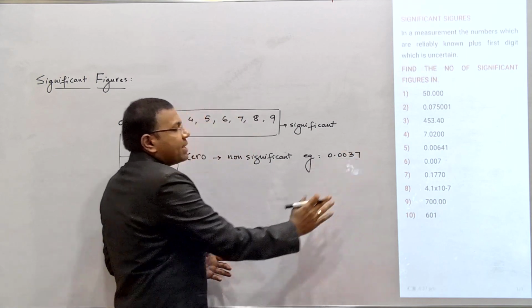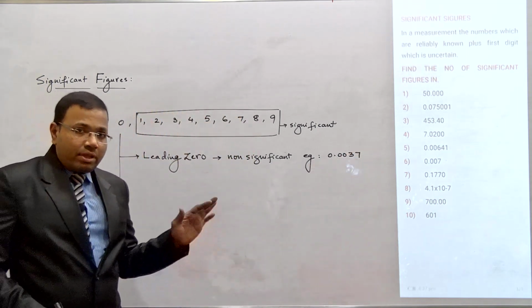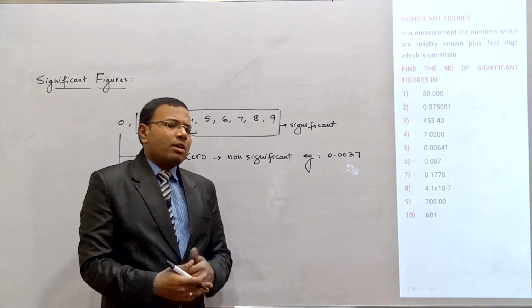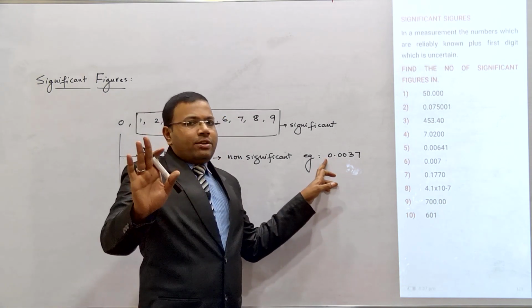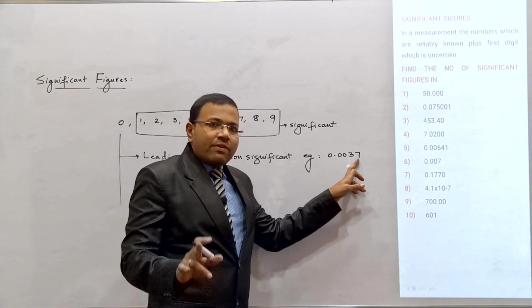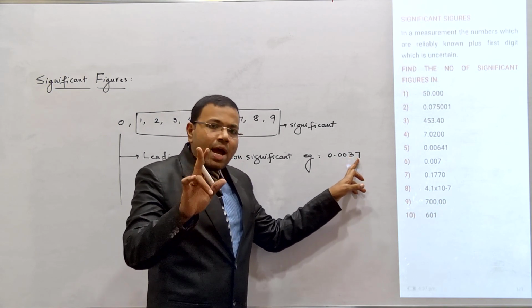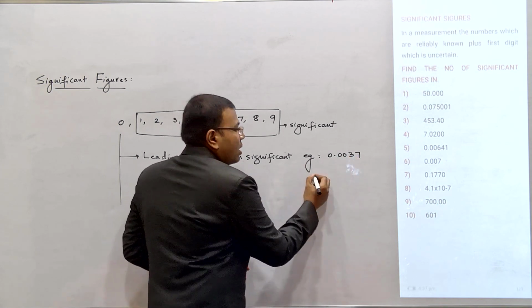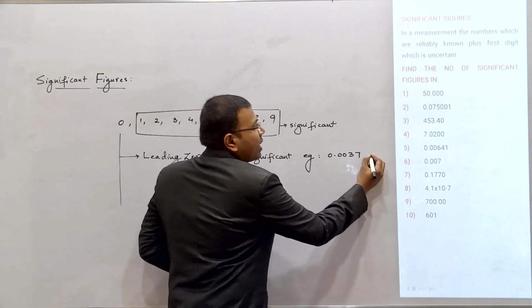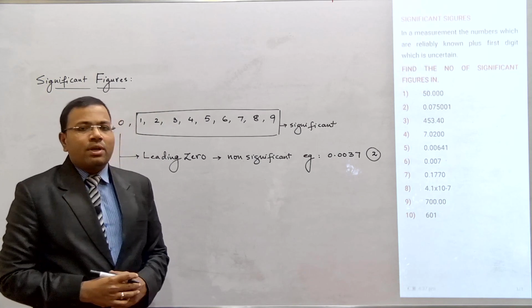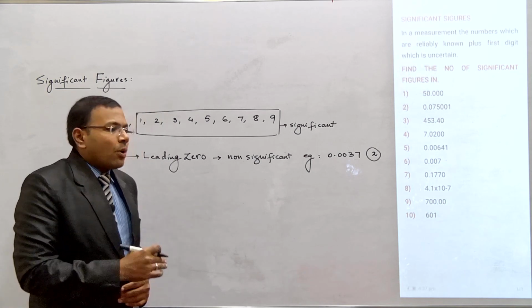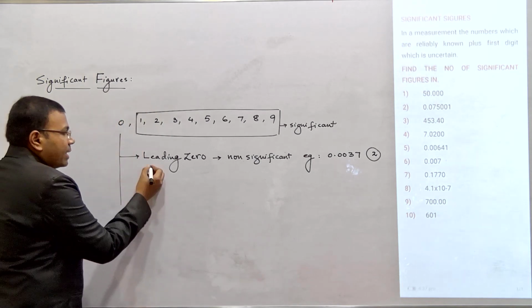0.0037, how many significant figures are there in this? Simply you will say that these are the starting zeros, they are not significant. So only 3 and 7 are the significant figures, and the number of significant figures is only 2. Now students, this was the leading zeros.